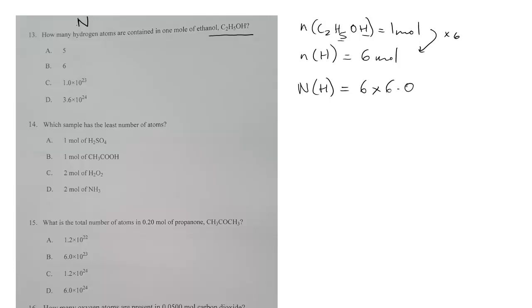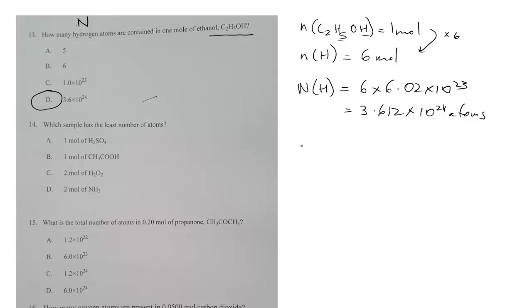So 6 by this, which gives us 3.612 times 10 to the 24 atoms. And atoms of hydrogen in particular. So it's option D.